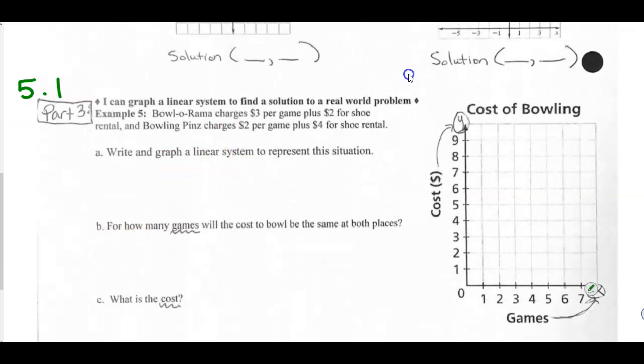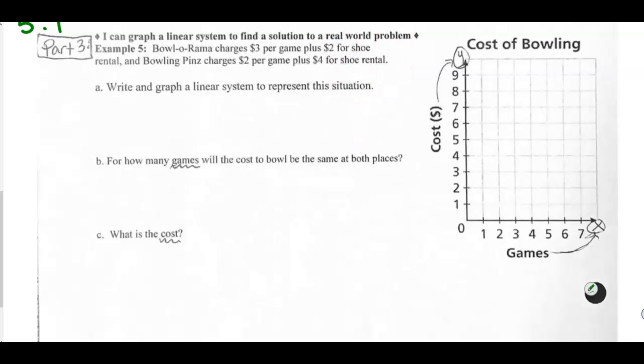So we're going to look at this and read the story problem. It says, I can graph a linear system to find a solution to a real world problem. So that's our last part of the targets. So the example is, again, two systems means we're going to have two separate things. We need to be able to write the equations in slope-intercept form, y equals mx plus b, and we know we're going to have two equations, y equals mx plus b, because it's a system. So there'll always be two things compared.